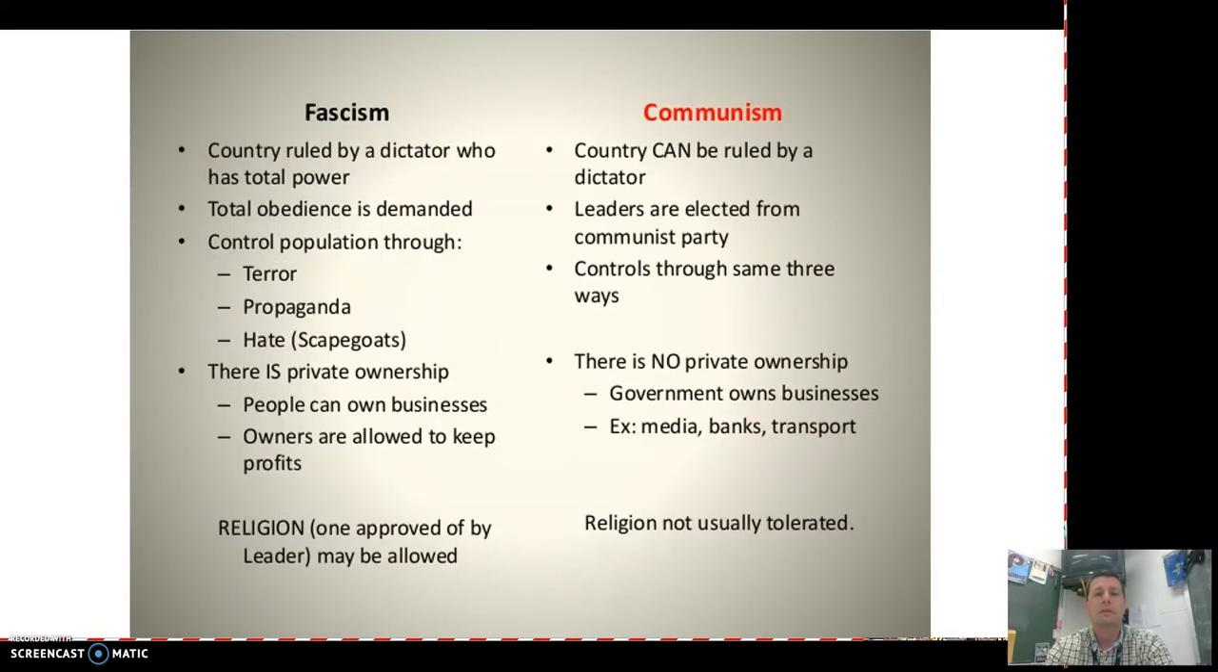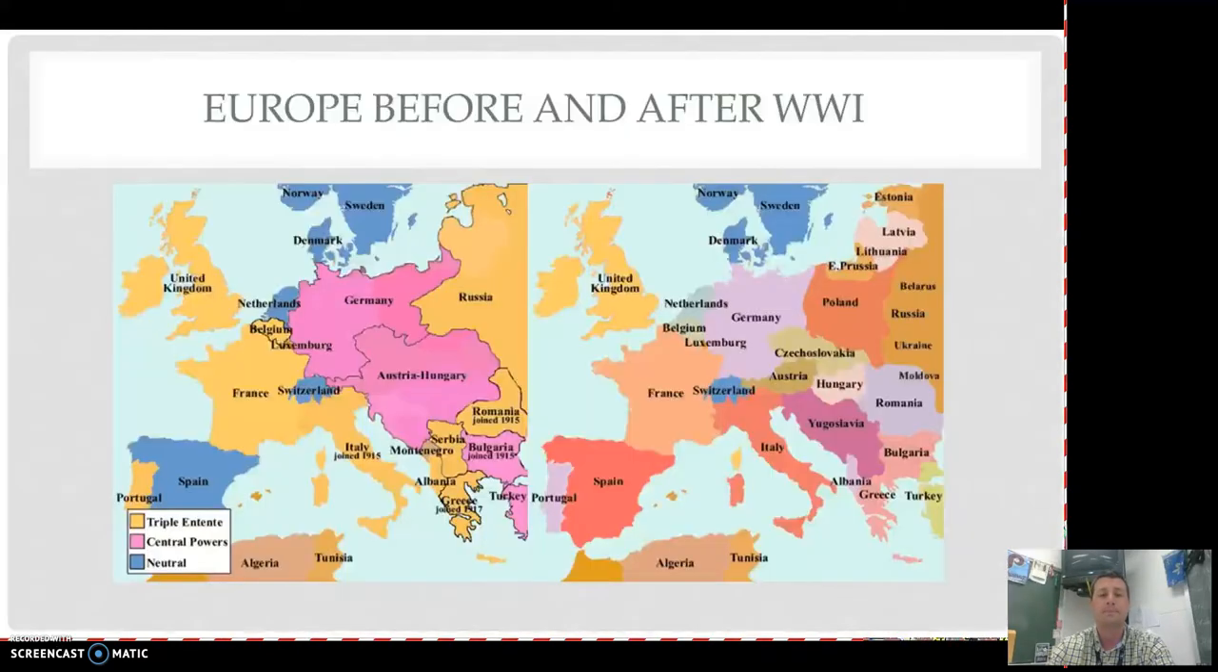This is just a nice little graphic to discern between fascism and communism, and they're actually more similar than I think people tend to lend those ideas to. So if you get a chance, please go through that. Take a look at how they assume power, take a look at how they use power.